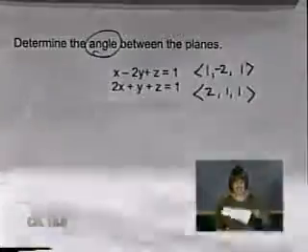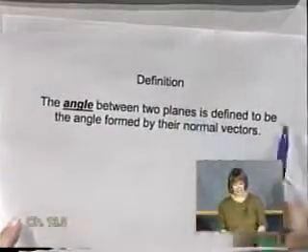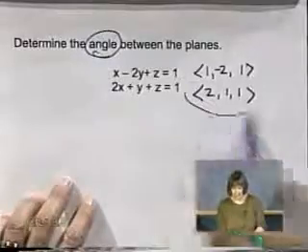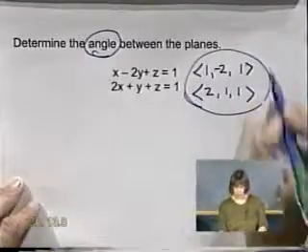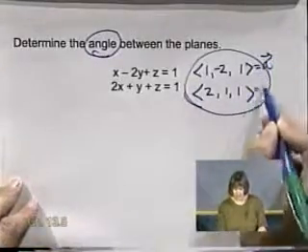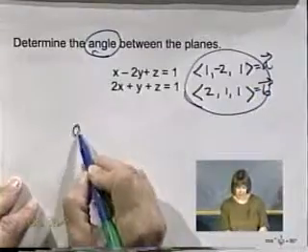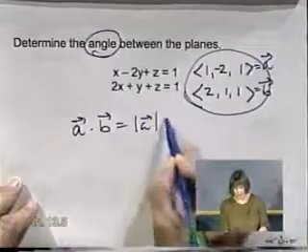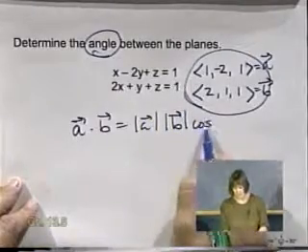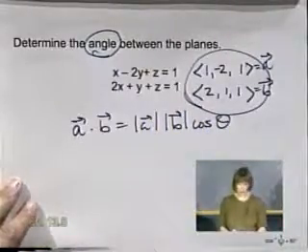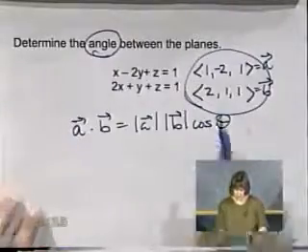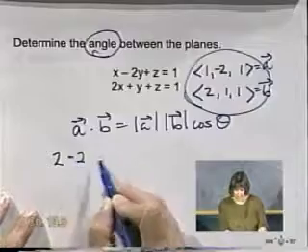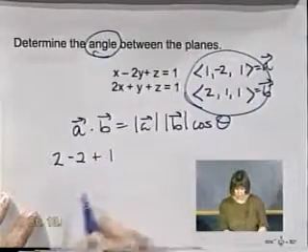So since the angle between two planes is defined as the angle formed by their normal vectors, to find the angle between these two vectors, I'll call this vector A, I'll call this vector B, and I'll say A dot B is equal to the magnitude of A times the magnitude of B times the cosine of the angle between them. Now A dot B I can do pretty easy. It's 1 times 2 is 2. Negative 2 times 1 is negative 2. 1 times 1 is 1. So it looks like I get a 1 there.